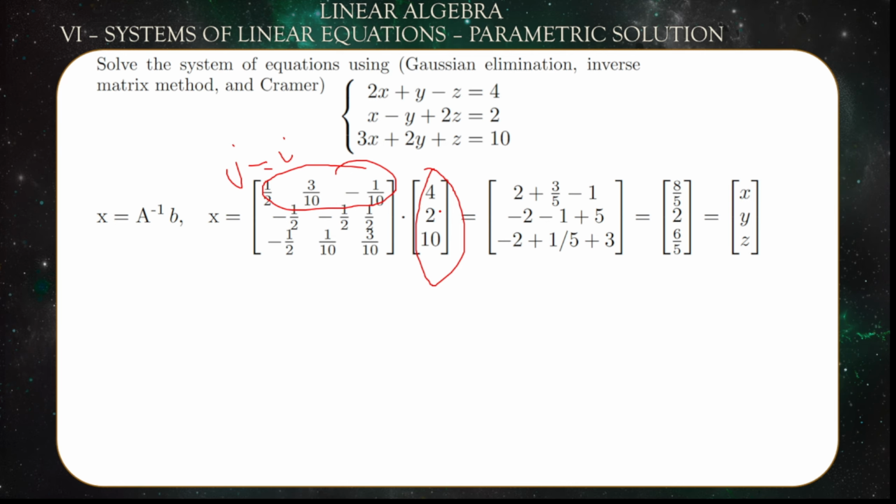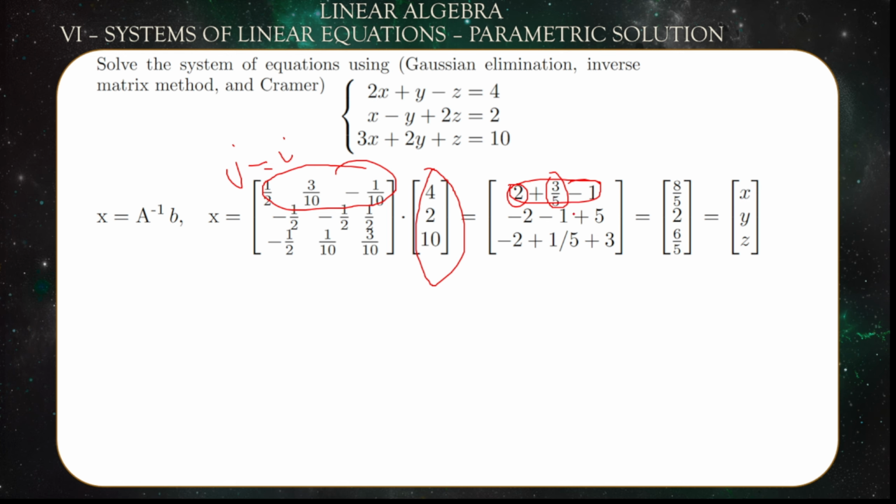Okay, so 1 half multiplied by 4, which is 2, plus 3 divided by 10 multiplied by 2, okay, so 3 divided by 5. Then minus 1 tenth times minus 1 divided by 10 multiplied by 10, which gives us minus 1. That would be the value of the first row, which is 8 by 5.